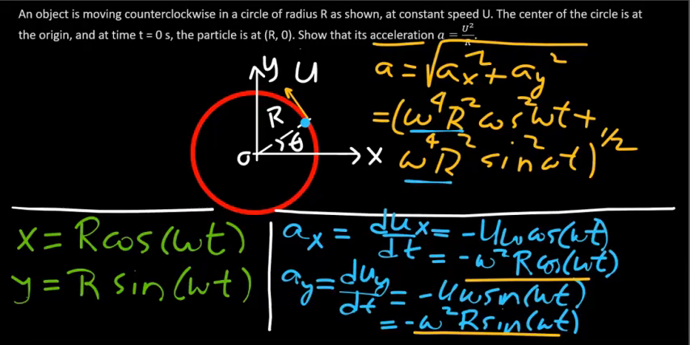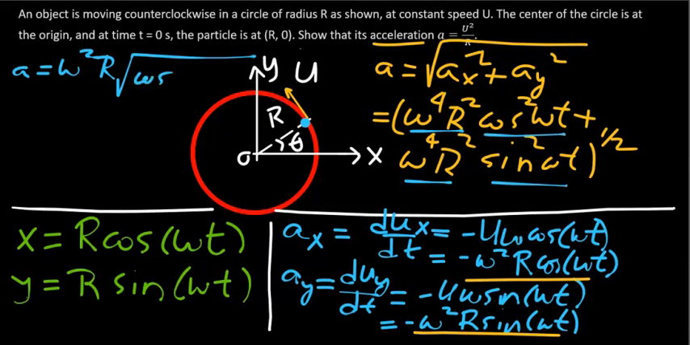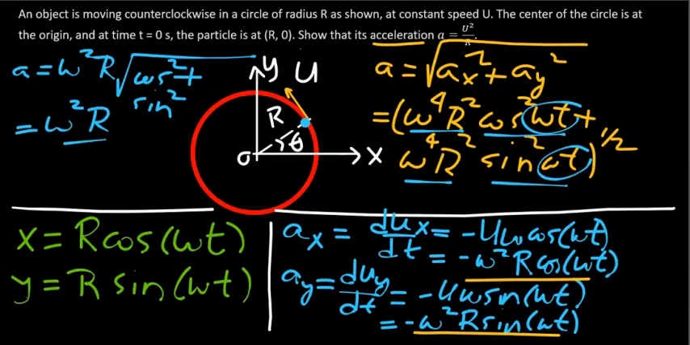The square root of that would be omega squared r times the square root of cosine squared plus sine squared. I'm ignoring the argument omega t, it's pretty straightforward. So cosine squared plus sine squared equals 1, the square root of that is 1, so you get omega squared times r being the acceleration.